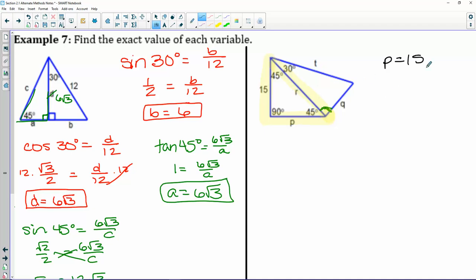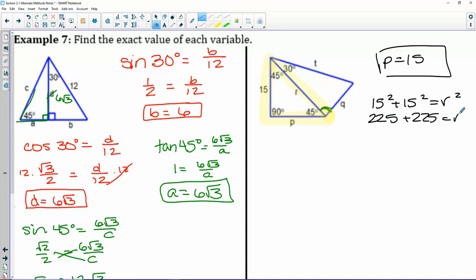If you didn't want to do a trig function, what could you do to find R at this point? Not the only option, but we can do it. When you square root, normally plus or minus, but we're only dealing with positives here. 450 we can break into 225 and 2. So the square root of 225 is 15. So 15 radical 2.